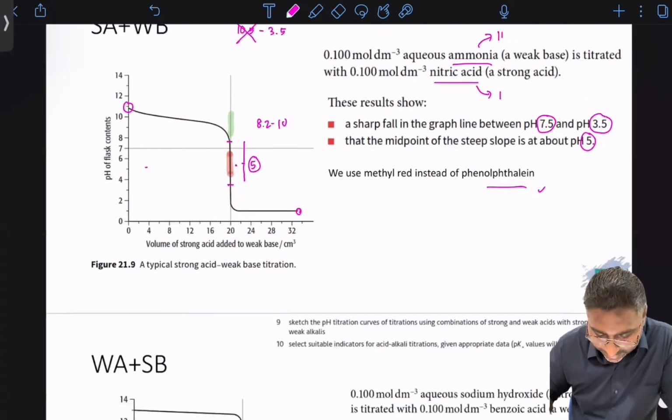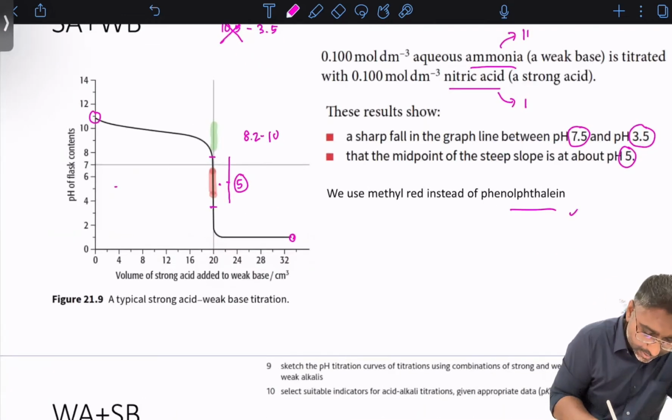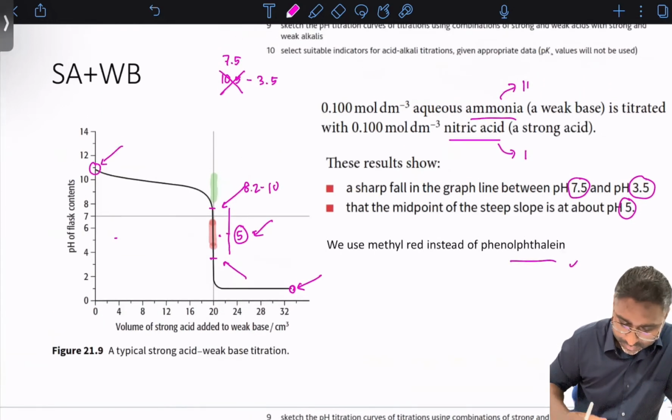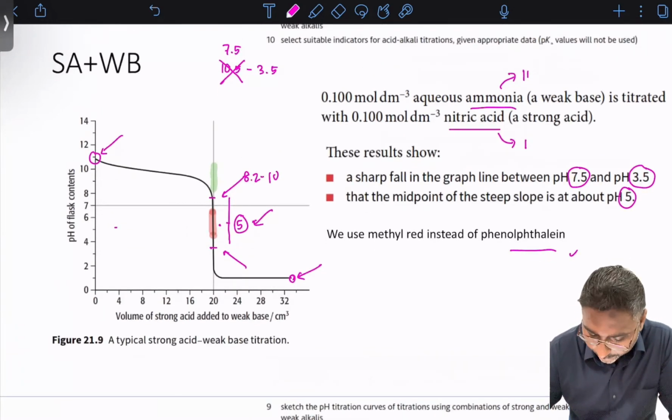Do remember the numbers that I want you to memorize here: 11, 1, 5, this 7.5, 3.5. That's all. Those are the numbers that I want you to memorize.